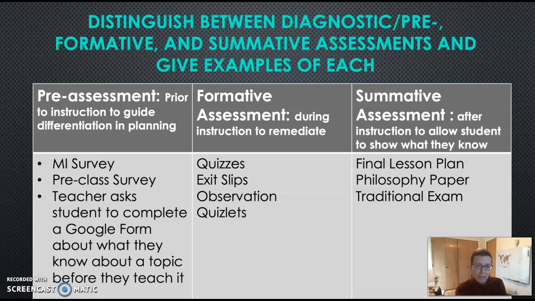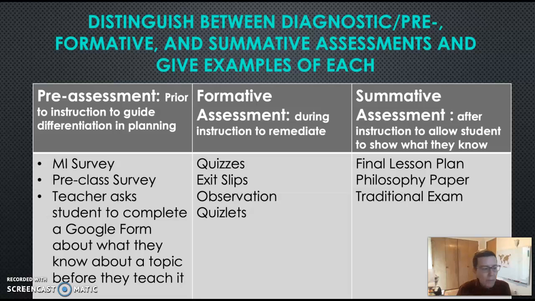So remember from the Quizlet, as far as the first objective of being able to give some examples of the three types of assessments, there were some pre-assessments like the MI survey, a pre-class survey, or a teacher possibly asking a student to complete a Google form of their pre-knowledge about a topic before they teach it. Just some examples of pre-assessment. And formative assessment, done during instruction to remediate. So things like quizzes, exit slips, observations, and even our Quizlet, which was a self-evaluation, self-assessment.